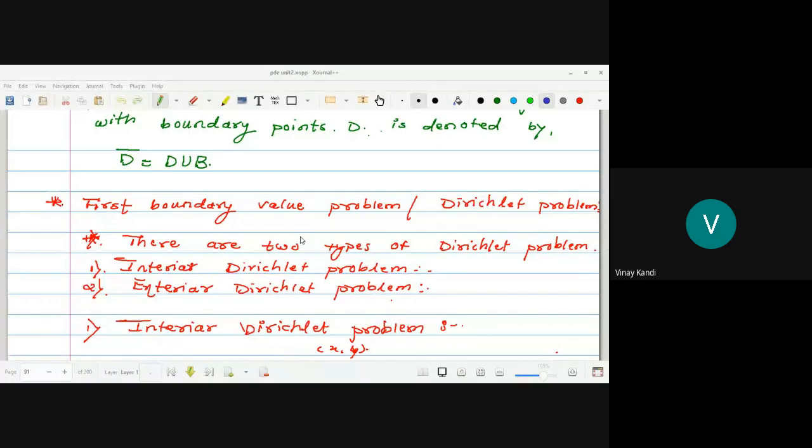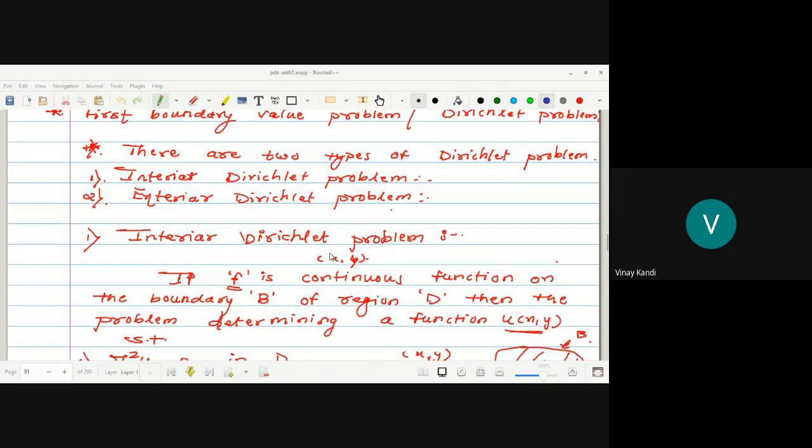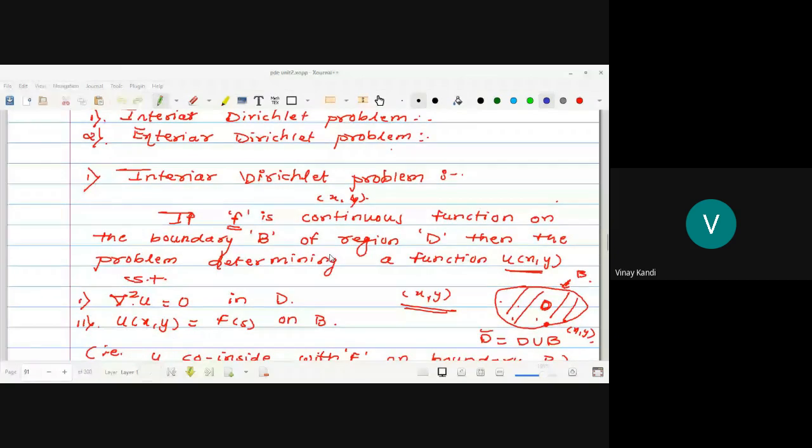Yes, okay, sir. Previously we saw the first boundary value problem, that is the Dirichlet problem. There are two types of that: interior Dirichlet problem and exterior Dirichlet problem. What is the interior Dirichlet problem? So u of xy satisfies the Laplace equation in the region D, and u of xy coincides with f of s on the boundary of the region, where f is a continuous function on the boundary.